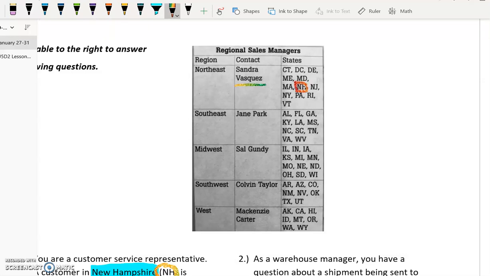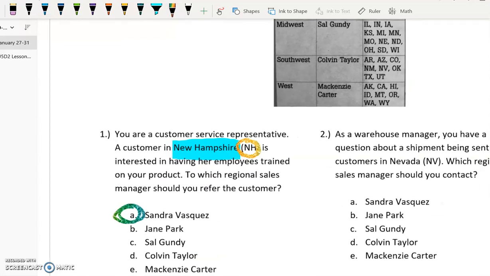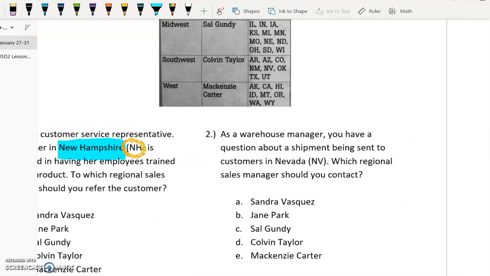So who's going to be our contact person? Sandra. So I can come down here. Who's our contact person? A. And we have that problem done. Then we go on to the second part.